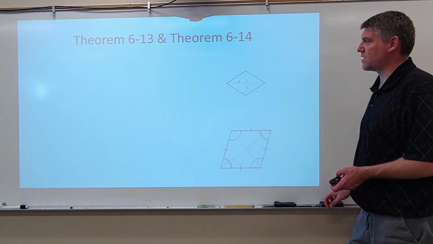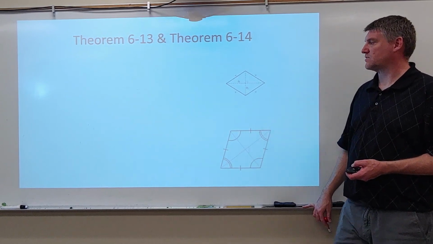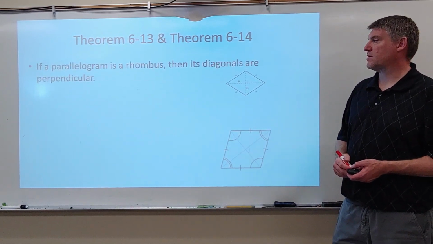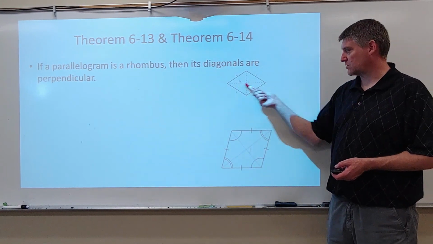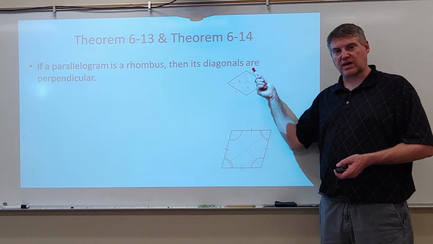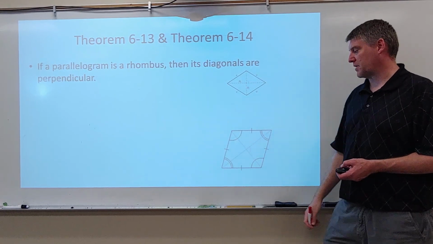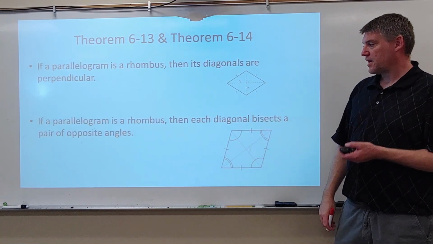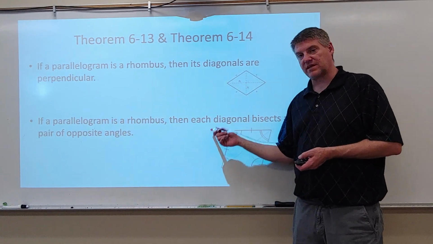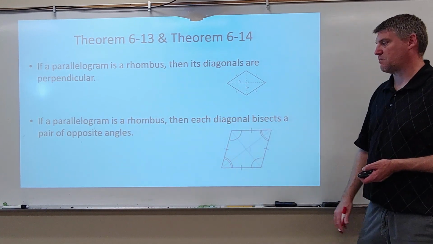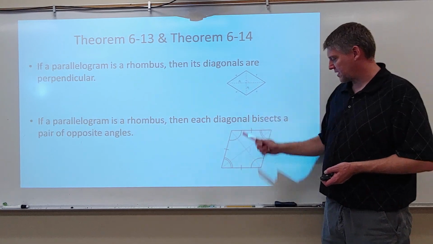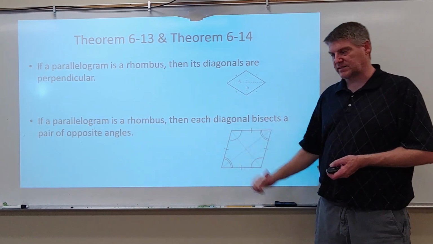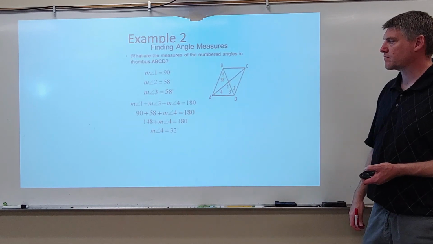All right, so theorems 6-13 and 6-14. If a parallelogram is a rhombus, then its diagonals are perpendicular. So if I know it's a rhombus, I know that these diagonals are going to be perpendicular. If a parallelogram is a rhombus, then each diagonal bisects a pair of opposite angles. So these diagonals are not only perpendicular, they also bisect opposite angles.